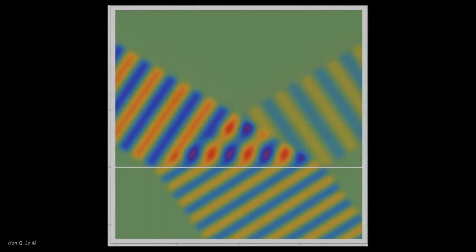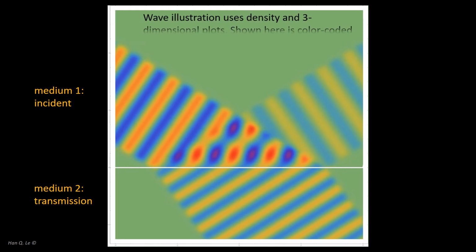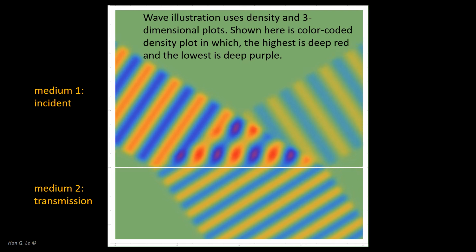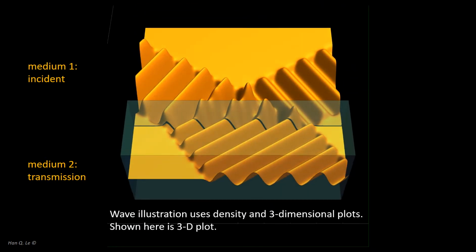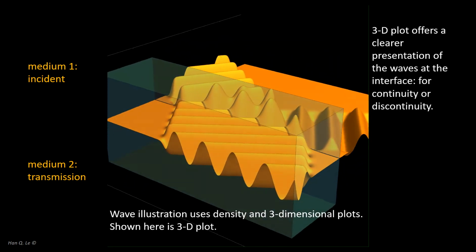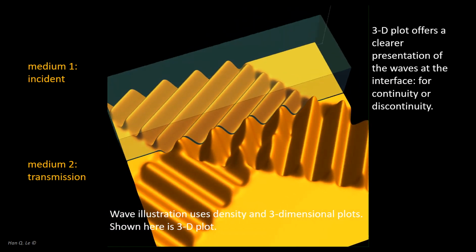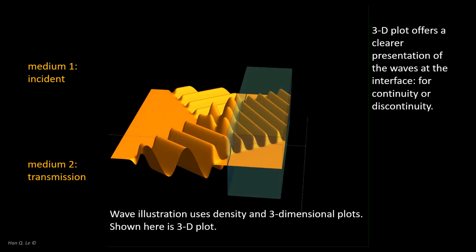Besides vectorial and regional graphics to represent the light beams, wave illustration is essential. The app has two types of graphics: the density plot, as shown here with color coding to represent the field amplitude, and the other is the 3D plot. In 3D plots, the height, that is the vertical axis, represents the scalar amplitude of a field component. It can show more clearly the field continuity across the interface, and likewise, the discontinuity of the electric field normal component in the case of TM polarization.